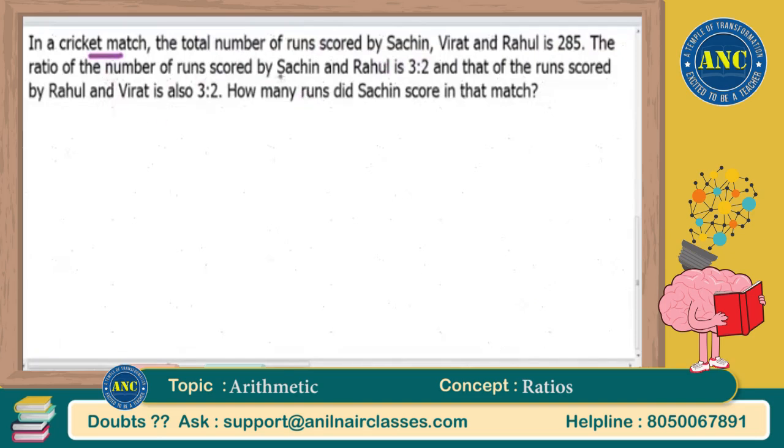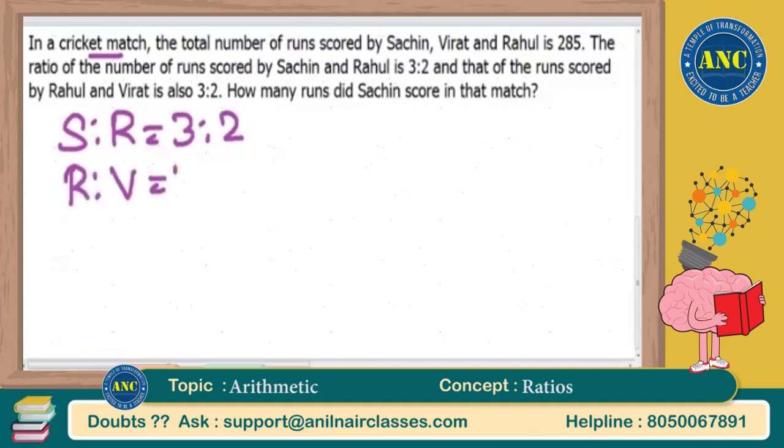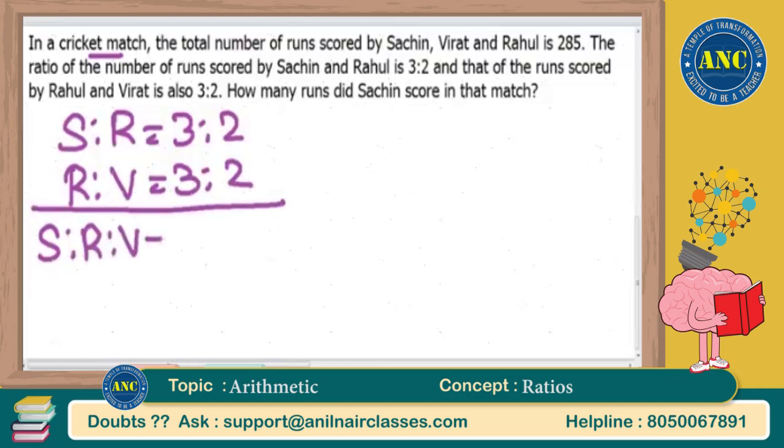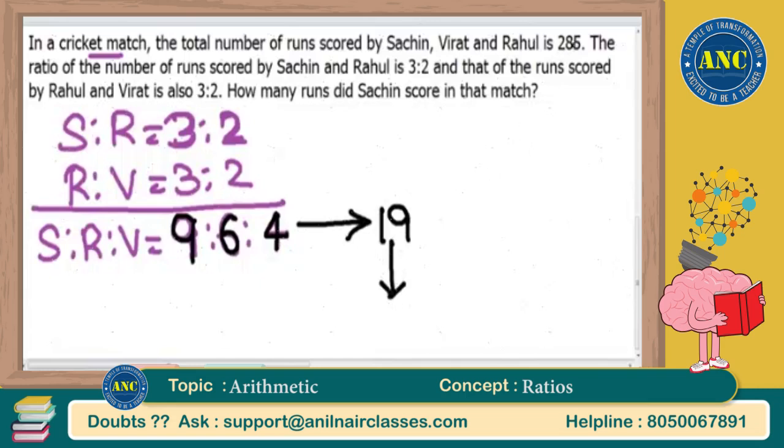The ratio of number of runs scored by Sachin and Rahul is 3:2. And that of the runs scored by Rahul and Virat is also 3:2. Don't read the next statement. Sachin, Rahul and Virat. 3 into 3, 9. 2 into 2, 4. 3 is becoming 9, multiply by 3. 2 also multiply by 3, 6. That means total runs scored according to ratio is 9 plus 6 is 15. 15 plus 4 is 19. According to ratio, 19. According to question, it is given as 285.